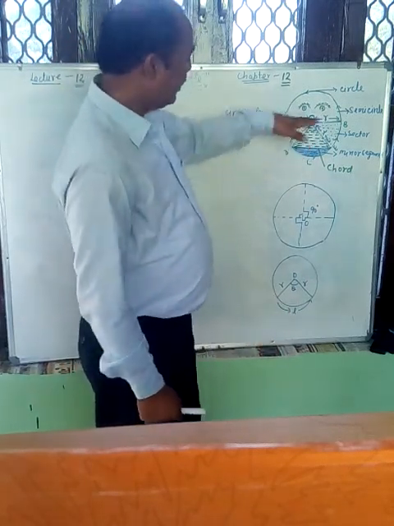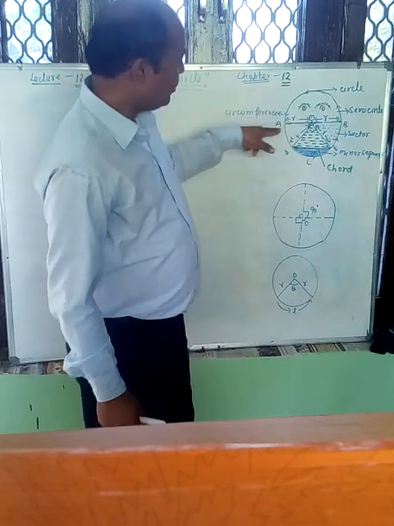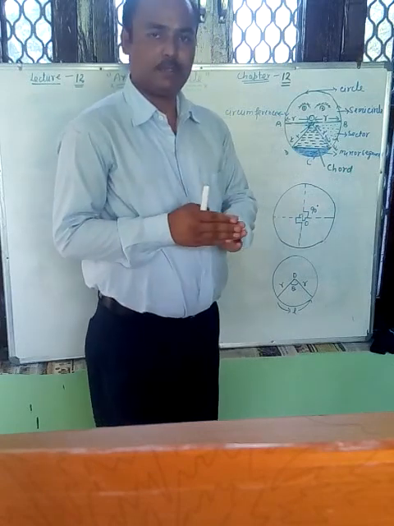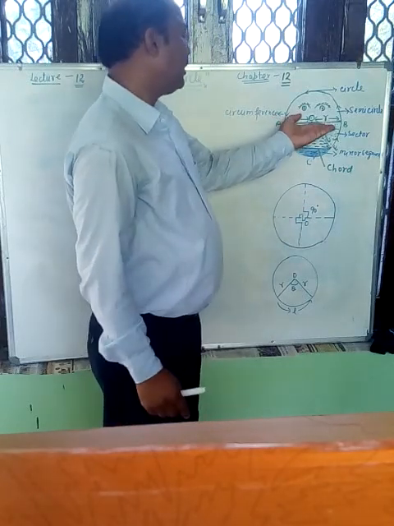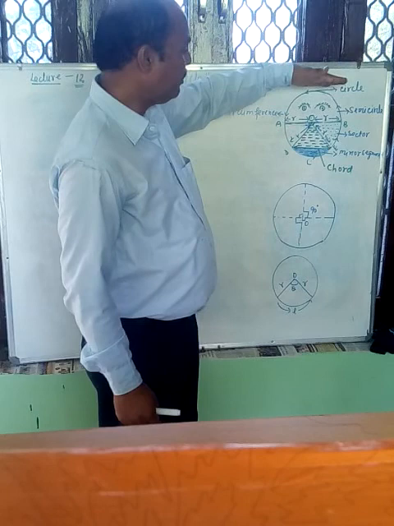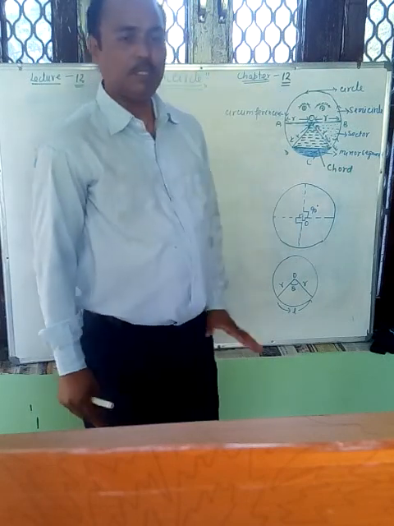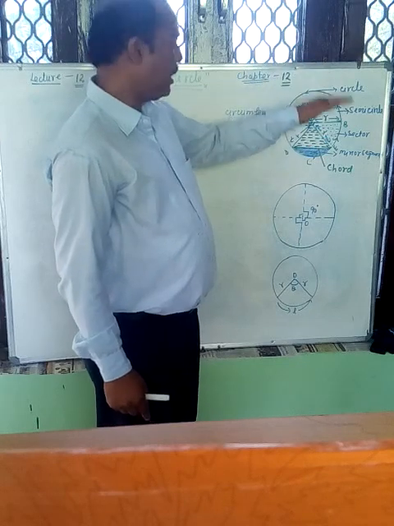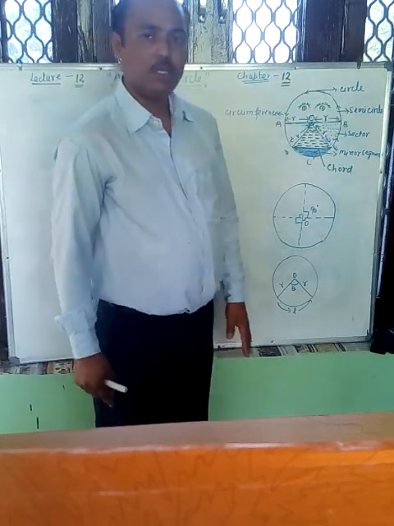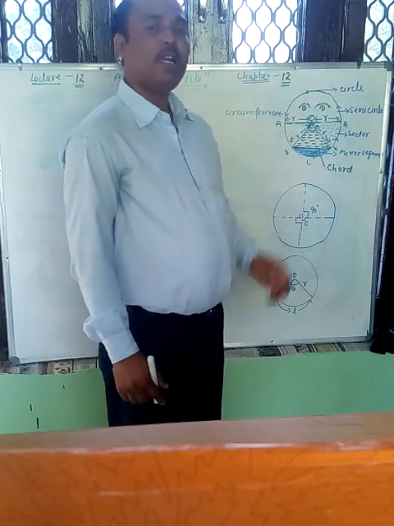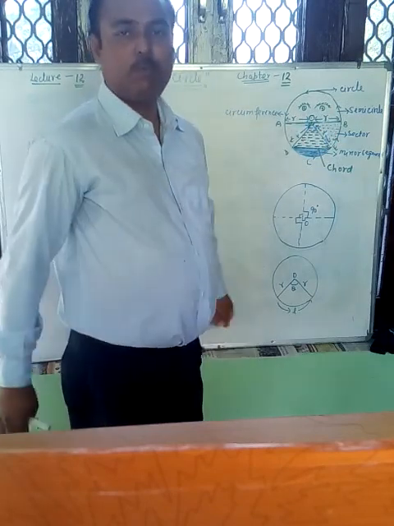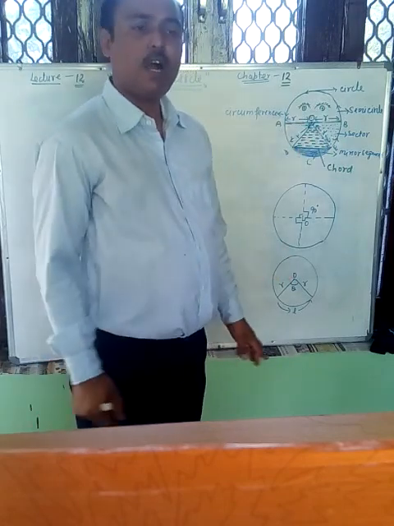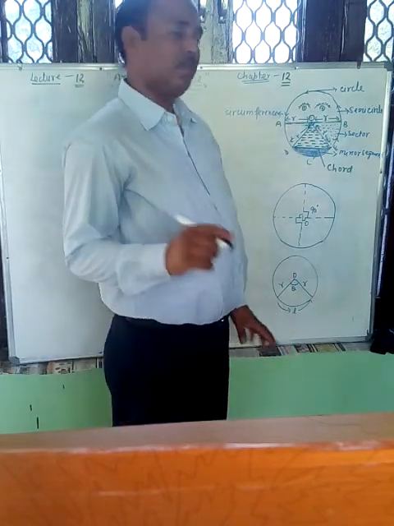And if this diameter divides the circle into two parts, one part is above AB and one part is below AB. This is called a semicircle, the upper as well as the lower part. The diameter divides a circle into two equal parts. That is called a semicircle. Semi means half.